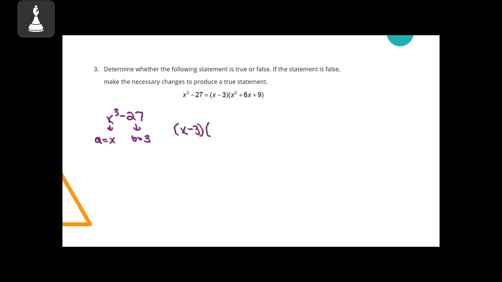a squared, so x squared, plus, multiply these two together, 3x, plus 3 squared, 9. Do they match? No, they do not match. So this one is false. It should be 3x, not 6x.